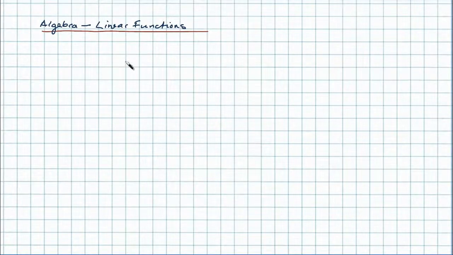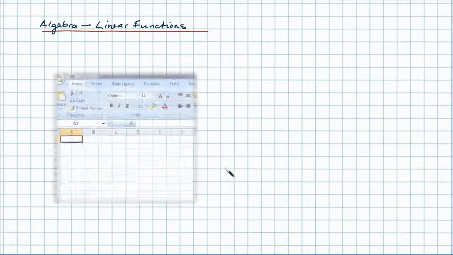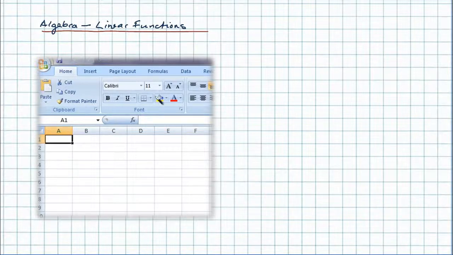In this video we're going to introduce linear functions, and I'm going to start by just showing you an image of a spreadsheet program, so Microsoft Excel. And you might have noticed that where we put in the formula to make this spreadsheet do some work for us, there's a little symbol here called f of x. Okay, so if I just highlight that, I'm talking about this area here.